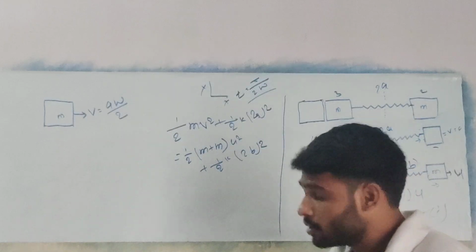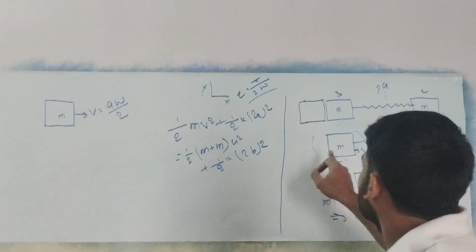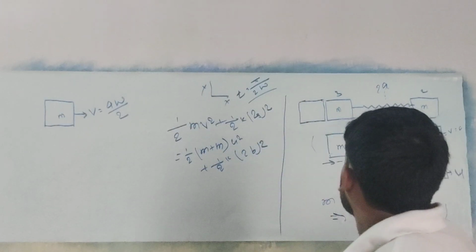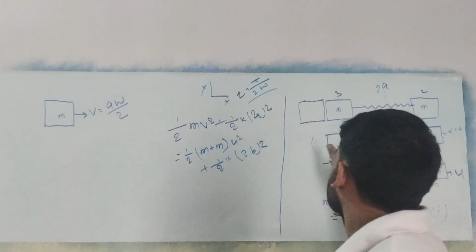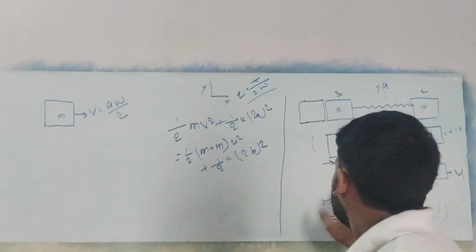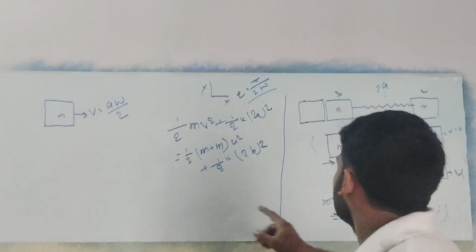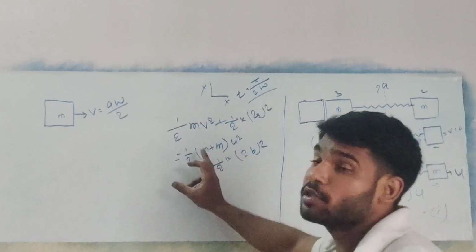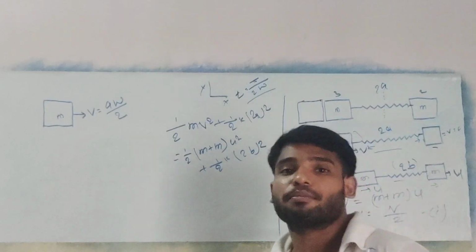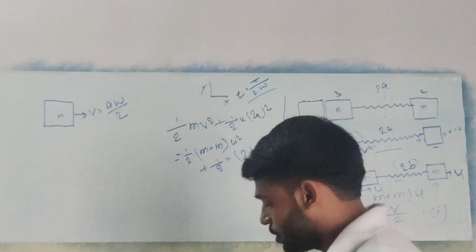Now see here, what is this? This is half m v square, that means energy associated with this block, and this is half k (2a) square, because initially the spring was expanded through a length 2a. This is the final kinetic energy of the system, half (m plus m) u square, because both the blocks are moving with the same velocity, and this is half k (2b) square, because now the spring has been compressed through a length 2b. Now we will have to solve this equation.